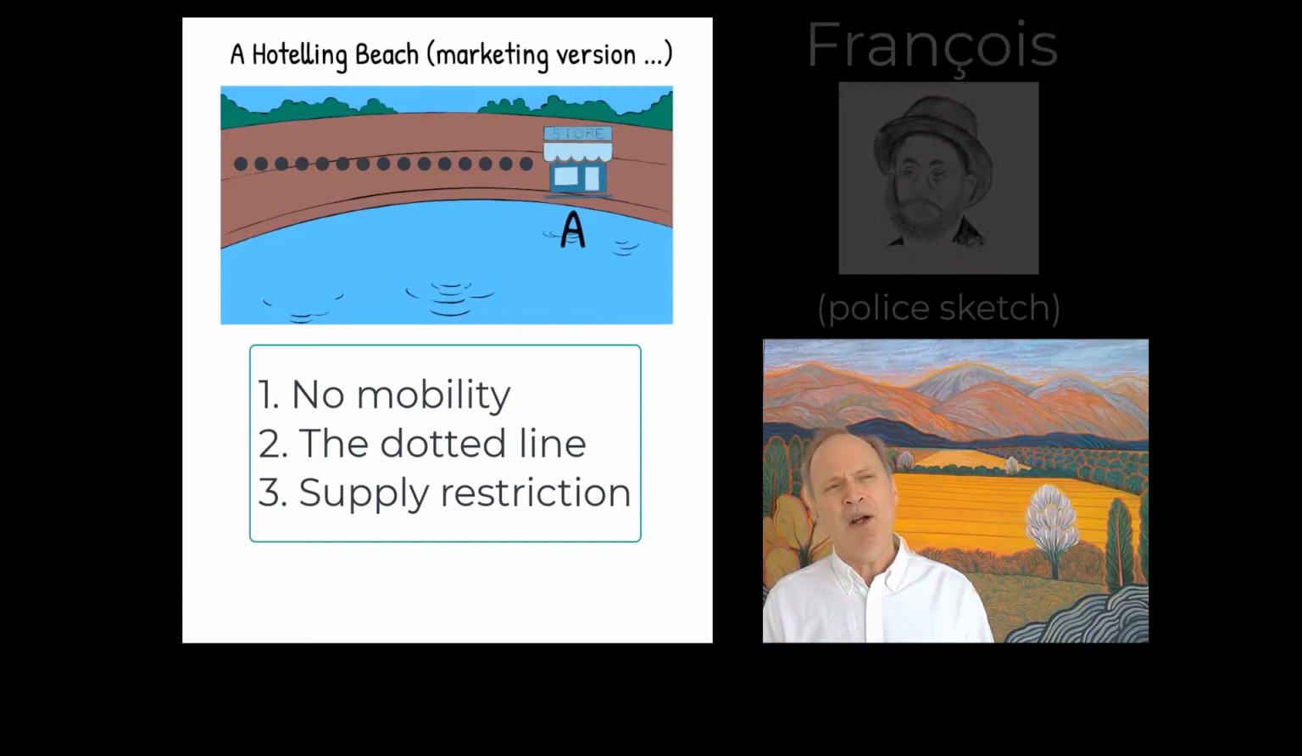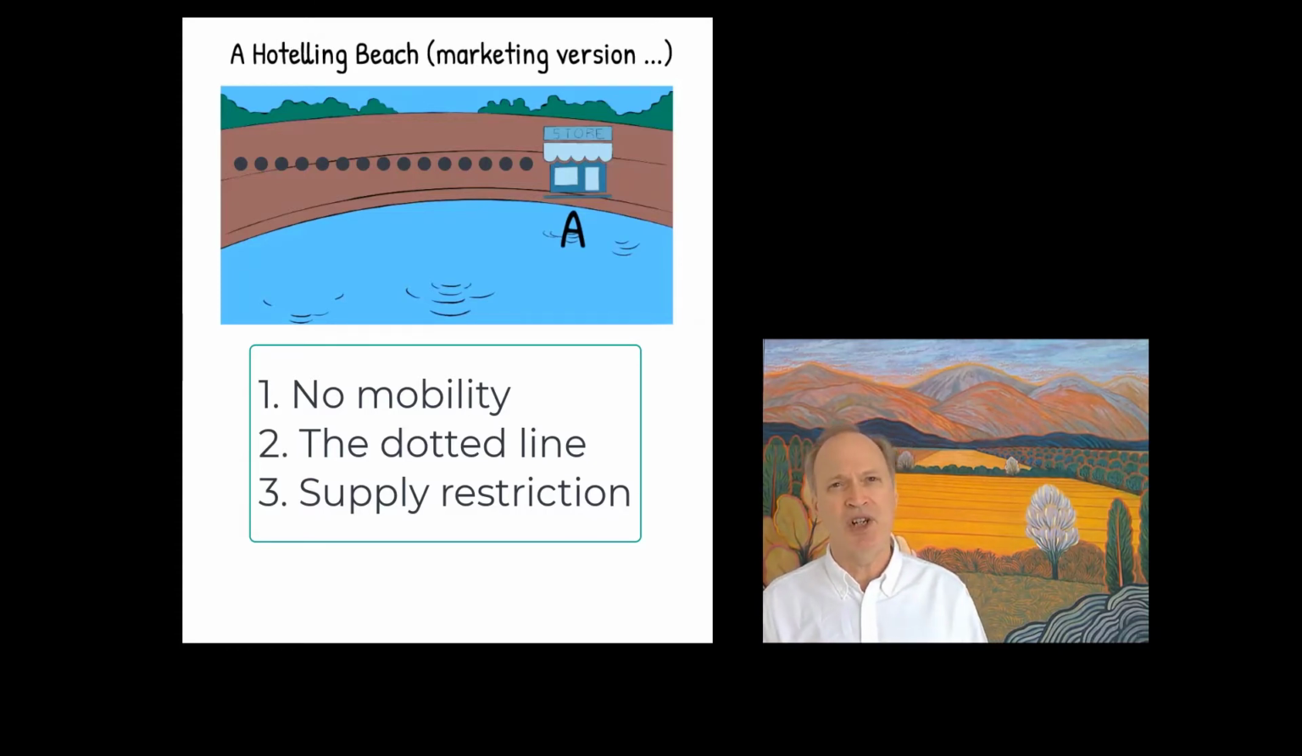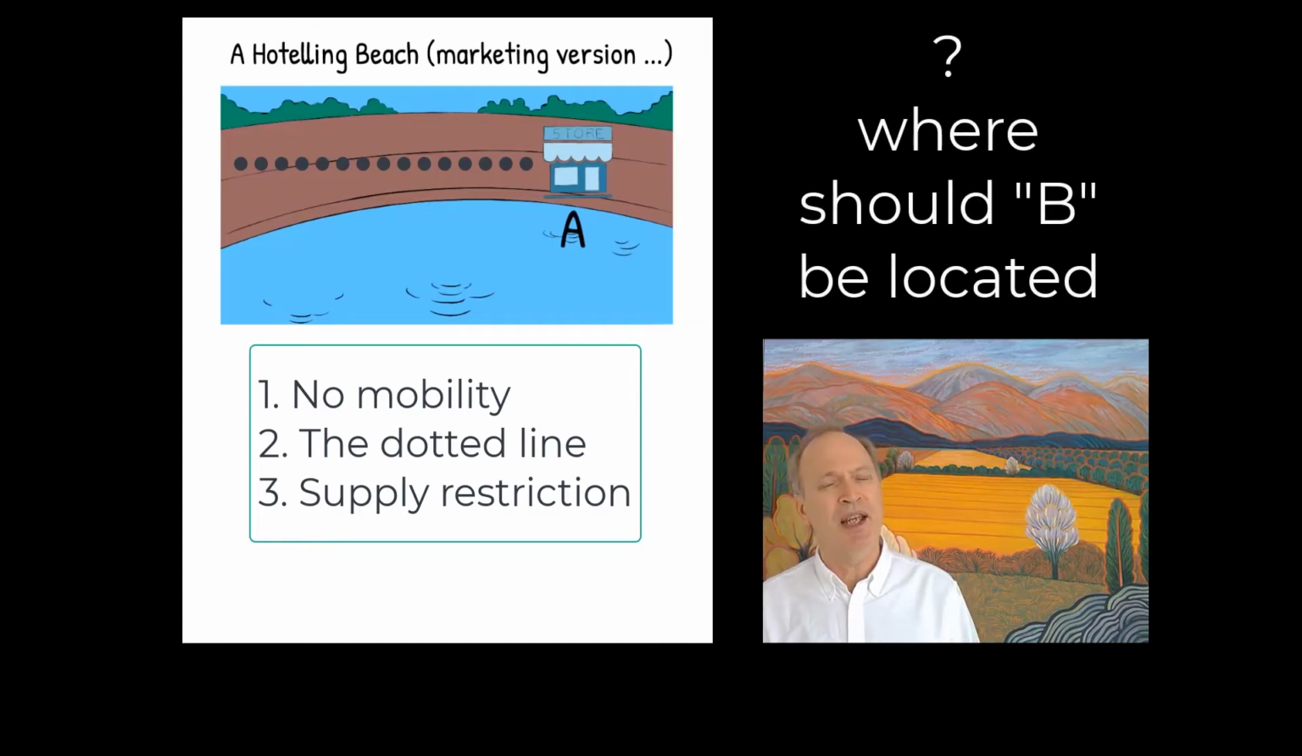Third, I want you to make sure you supply the same quality ice cream as A from my cousin Francois, vanilla, chocolate, and strawberry. Little corruption going on. Perfect. Now the second entrant opens up their stand. Question: where should they locate?